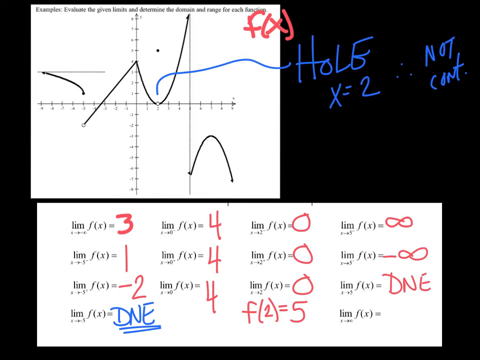And lastly, what is the limit as x approaches positive infinity? So I'm going to go to the x-axis. I'm going to go out to infinity, which would be way over here. This is the graph closest to it. And as I approach it, as I go out towards infinity, this graph is heading down. So I would say its limit is negative infinity.